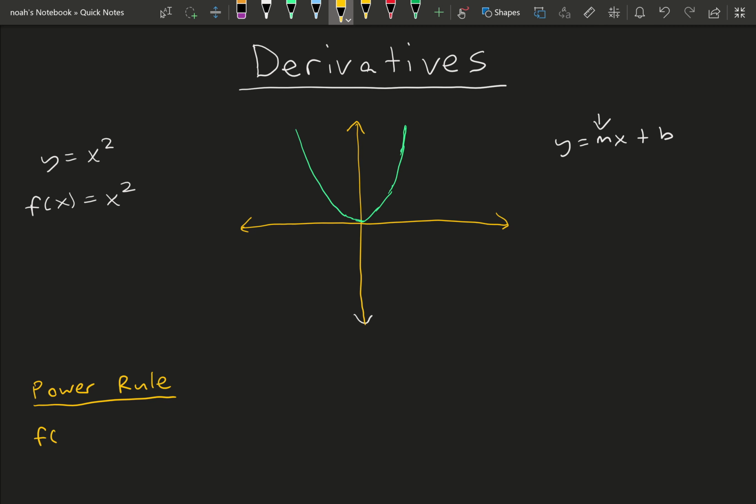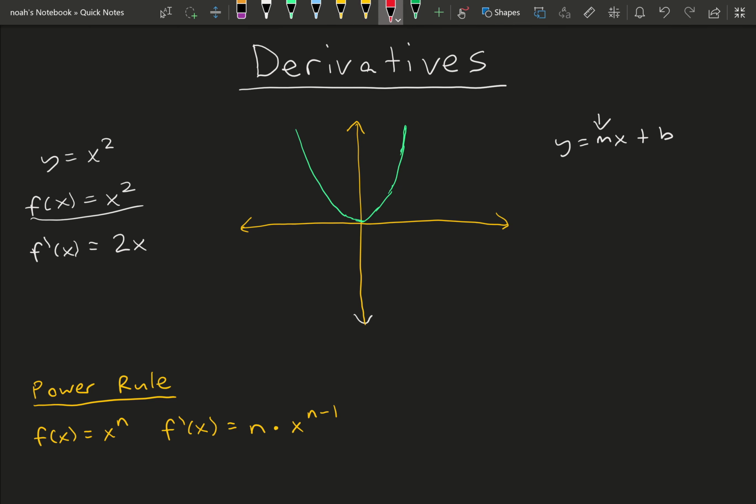So if we have f of x is equal to x to the n, and then f prime of x, which is the notation for a derivative. So the derivative of x to the n is going to be of the form n times x to the n minus 1. So if we look at our function right here, f prime of x is going to be 2x. And that's the slope function for x squared.